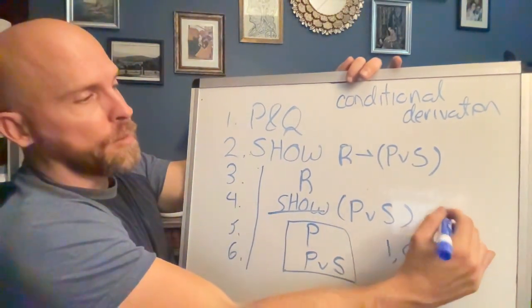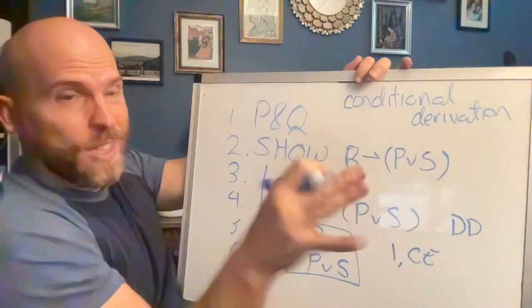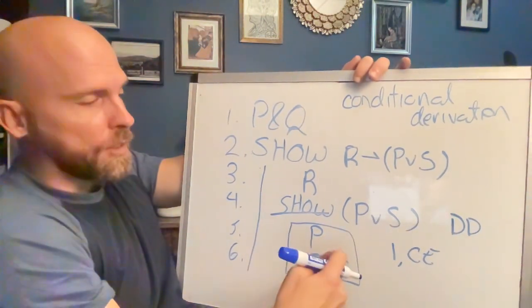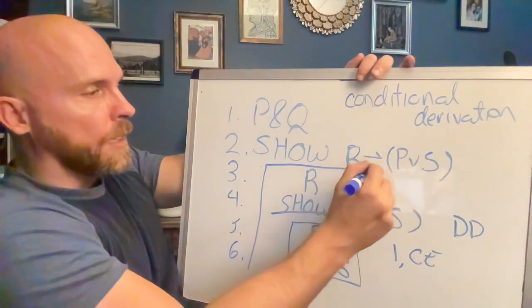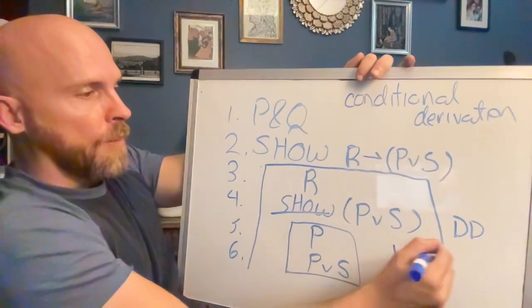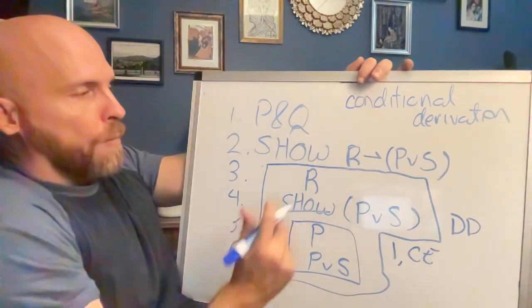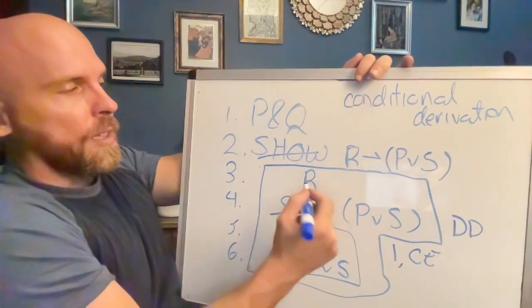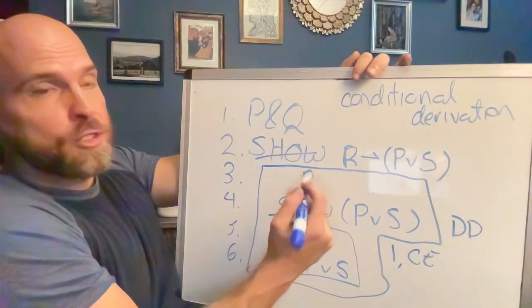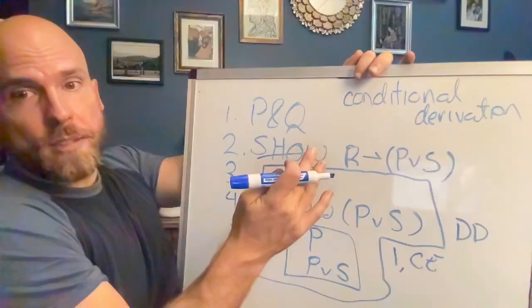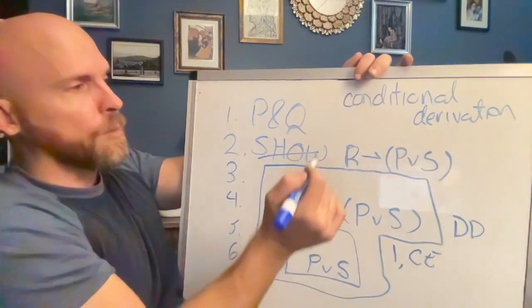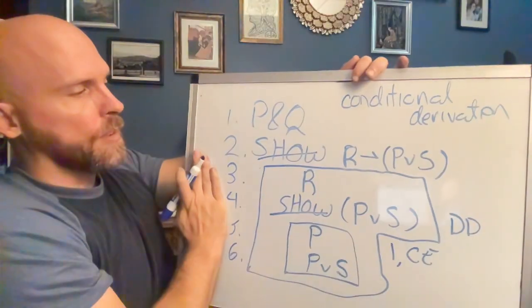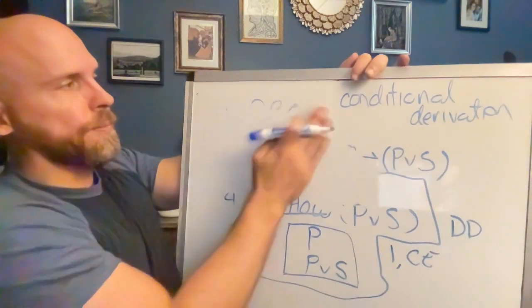Don't let me miss this part. That was a direct derivation. We just used the proof rules, disjunction introduction and conjunction elimination here. Now once we did that, we were able to prove everything under this show line on the condition of R. And so we've demonstrated that if R, then P or S. And that was what we were trying to show.